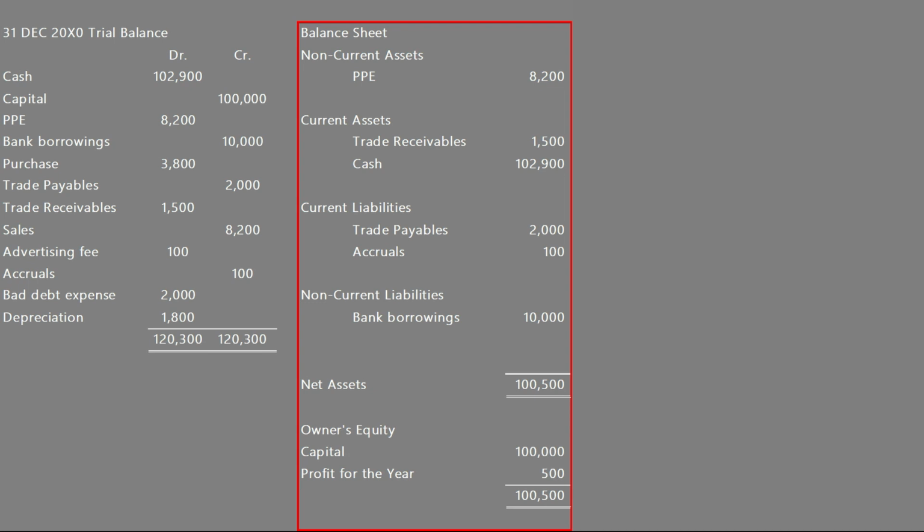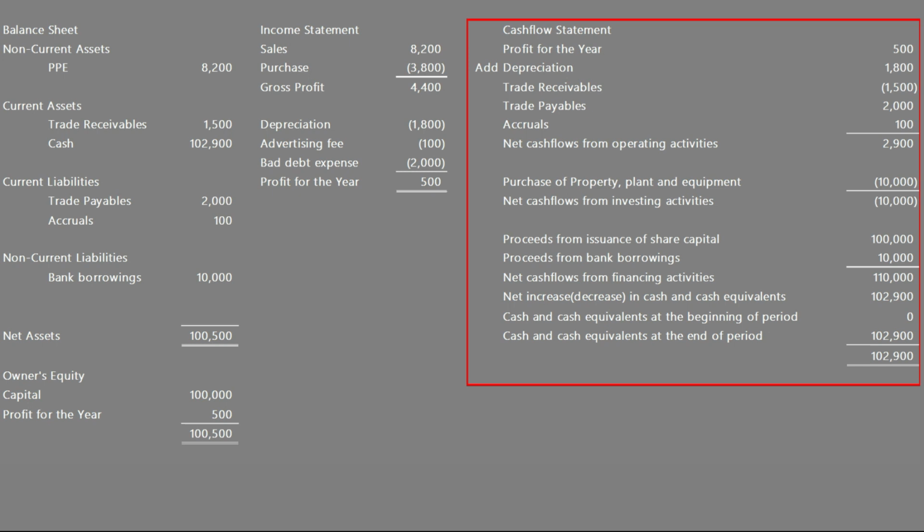Now let's move on to our cash flow statement. We begin with profit for the year and add back depreciation because depreciation is not a cash expense, then minus trade receivables because this is the amount of money we should have received from our customer, but now the customer is still keeping the money. Next we add trade payables and accruals because we are keeping the money that we should have paid to someone else. So the net cash flows from operating activities is $2,900.